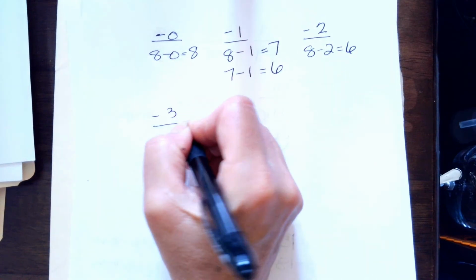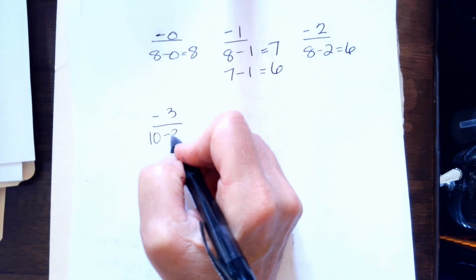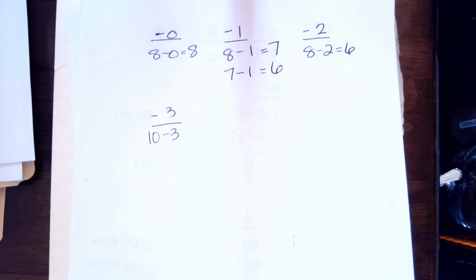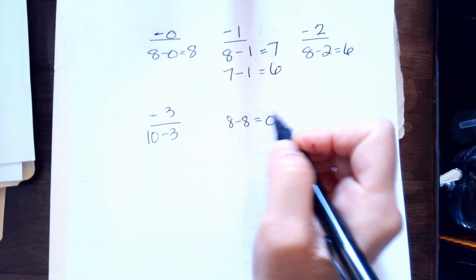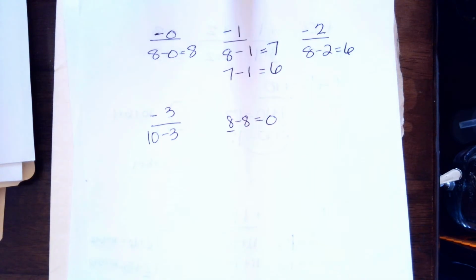Minus 3, we go back 3. So if I had 10 minus 3, we start at 10. We go, okay, what comes before 10? 9. And then we count back to 8, 7. Does that make sense to you? Yeah. Okay. Anything minus itself equals 0. So if I have 8 cookies and I eat all 8 of them, doesn't it make sense that I have 0 left? So that's how it is: anything minus itself equals 0.